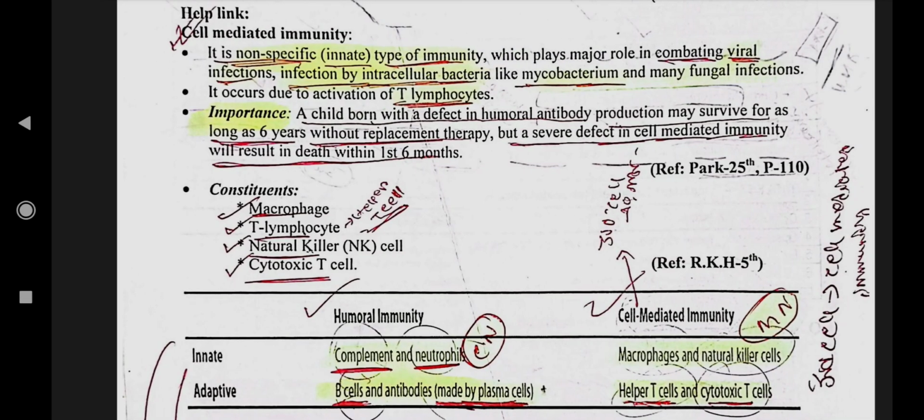Humoral immunity and cell-mediated immunity. Innate: complement and neutrophil, macrophages and natural killer cell. Adaptive: B cell and antibodies made by plasma cell, helper T cell and cytotoxic T cell. Cell-mediated immunity constituents: macrophage, T lymphocyte, natural killer cell, cytotoxic T cell.